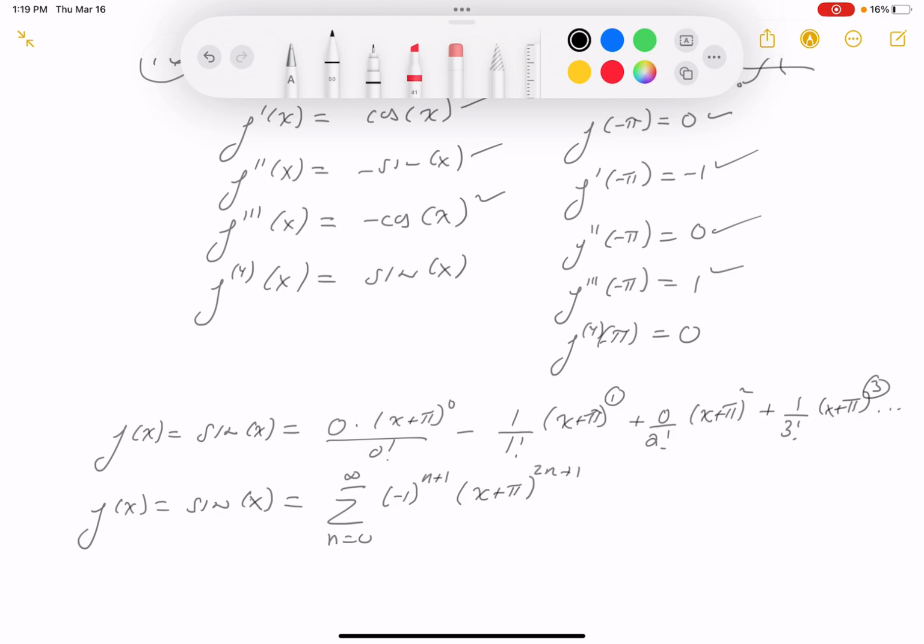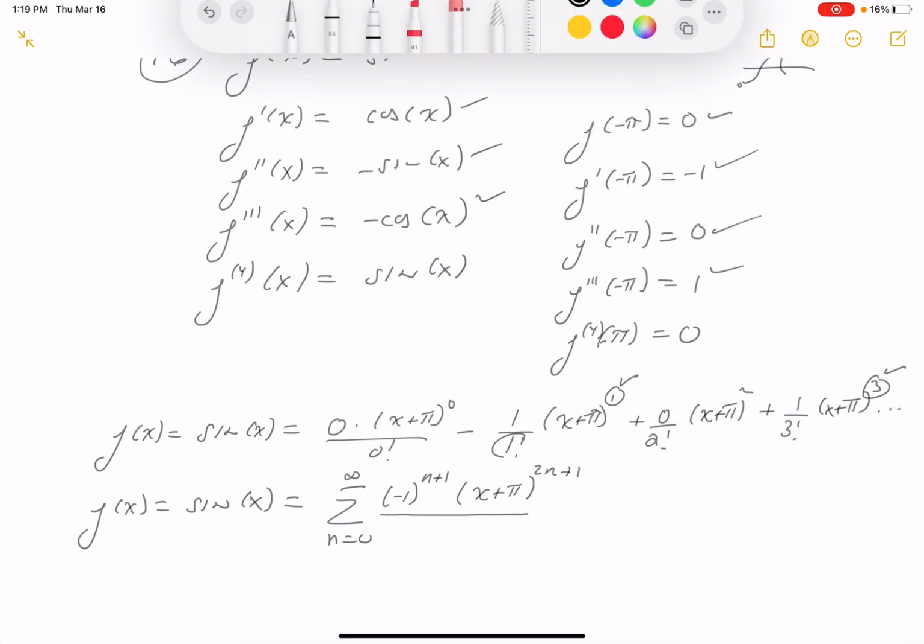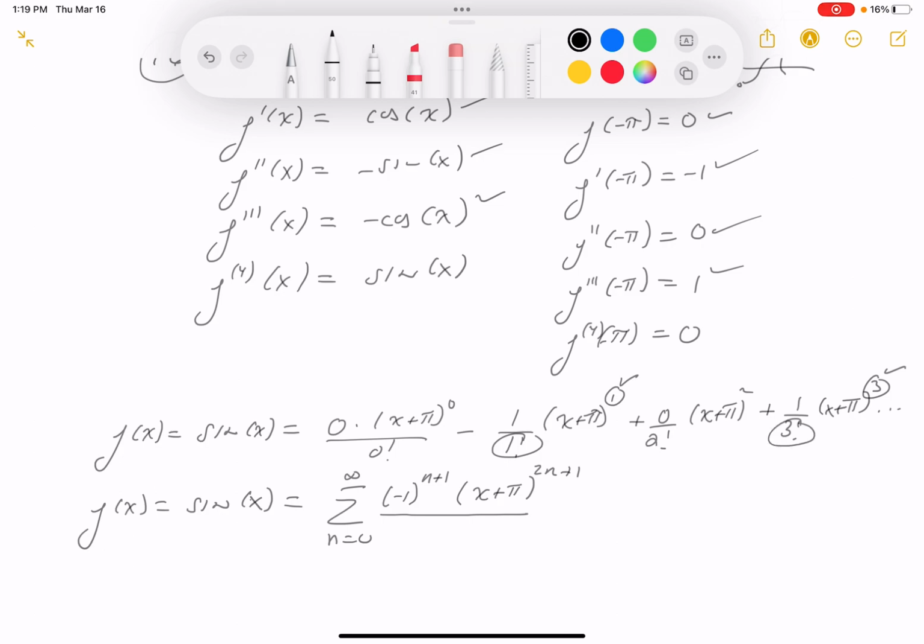Let me just check that. When n is 0, I get 1. When n is 1, I'd get 3. So that works out okay. And let's go to the bottom. And what I notice about the bottom, it's just the exponent factorial. That's all it is. So it's going to be 2n plus 1 factorial. Again, we've done sine before. The radius for this thing is infinity, and the interval for this is going to be minus infinity to infinity.